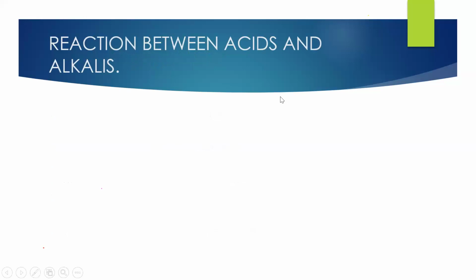So we have here reactions between acids and alkalis. We've looked at pH, we've looked at indicators, we've looked at what an acid is, what an alkali is, but now we need to know when they are reacted together, what happens. Anyone to read for us this statement?